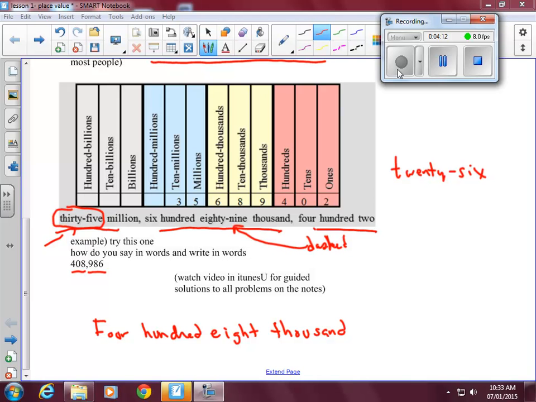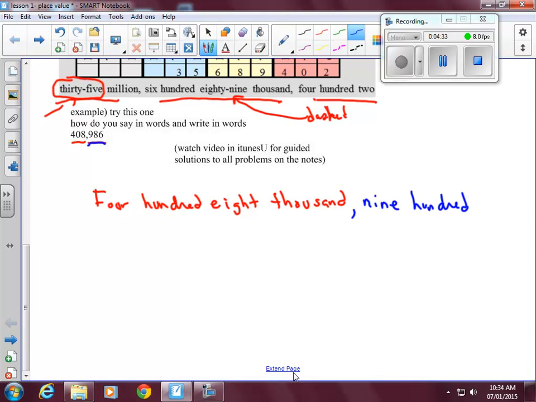I've begun to write it down here. 408,000, comma, 986. 900. And notice I'm not going to say "and" 86. I'm just going to say 986. And since 86 is a two-digit number that's not a multiple of 10, it's a two-digit number in between 1 and 100, I'm going to write it with the dash like we said before. Eighty-six, okay?